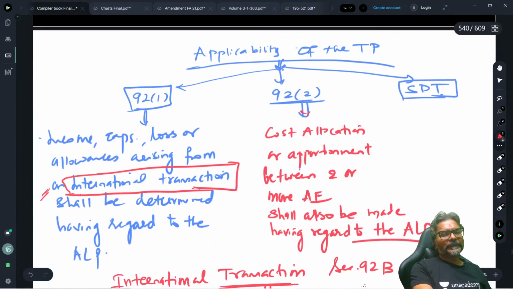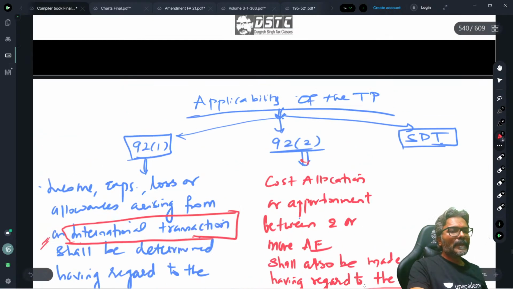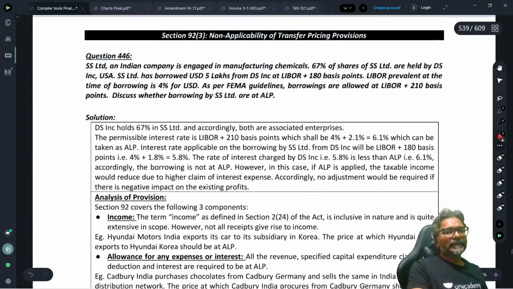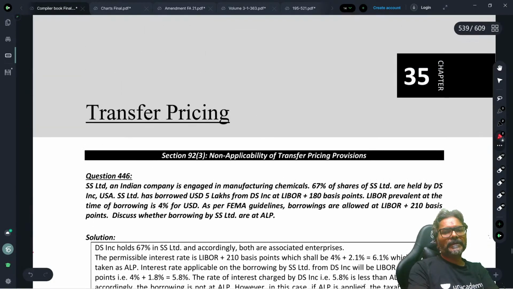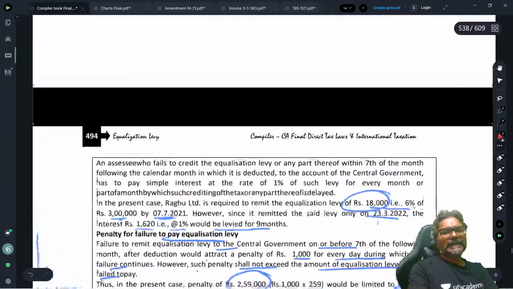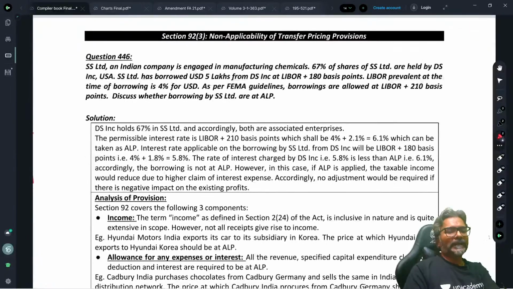Every one of you. Fine. So students, let's take a question then. Read, students, the first question, all of you. Question 446, page number 495.